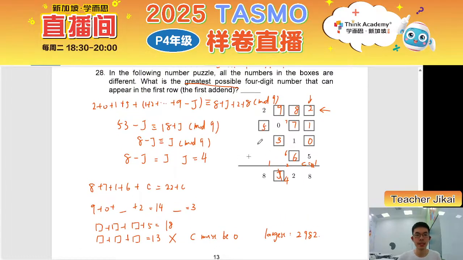Yeah, this is it. So any questions for 28? I think it is the hardest question in today's paper. I think it's not that hard to understand, not that easy to understand it. Why not 2, 3, 1? If we have 2, 3, 1, we will not get an 8 here.